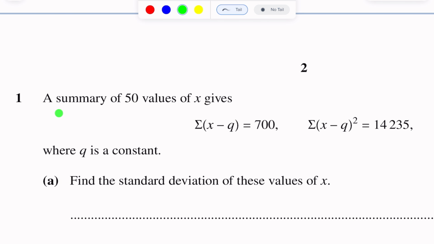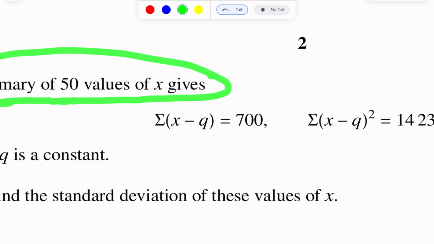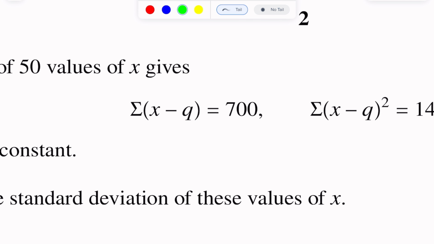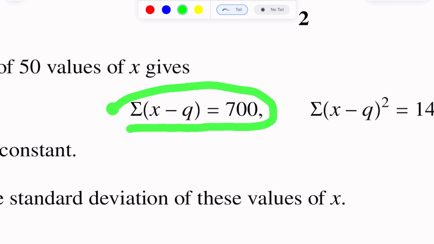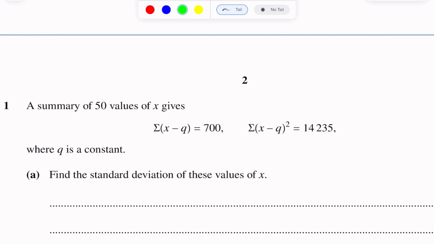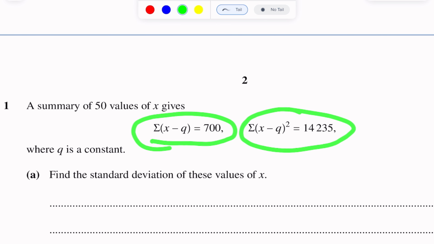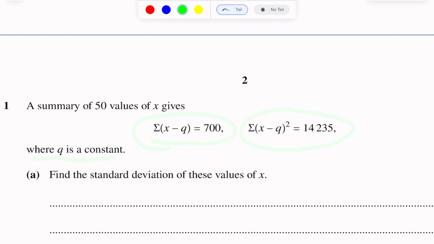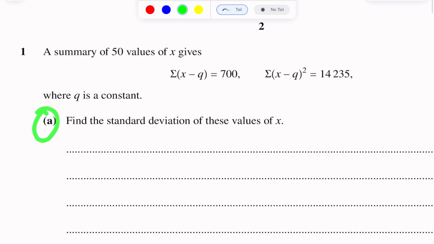A summary of 50 values of x gives summation x minus q is equal to 700. Summation x minus q whole square is equal to 14235. The data is given in summarized form where q is a constant. Part A of this question, find the standard deviation of these values of x.